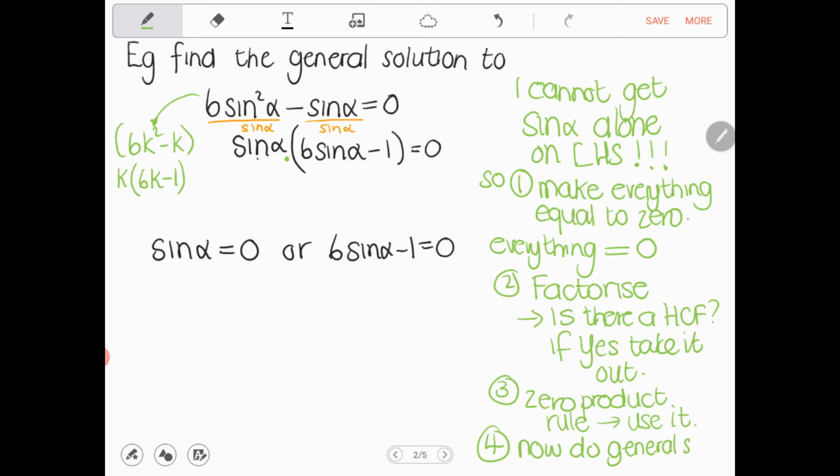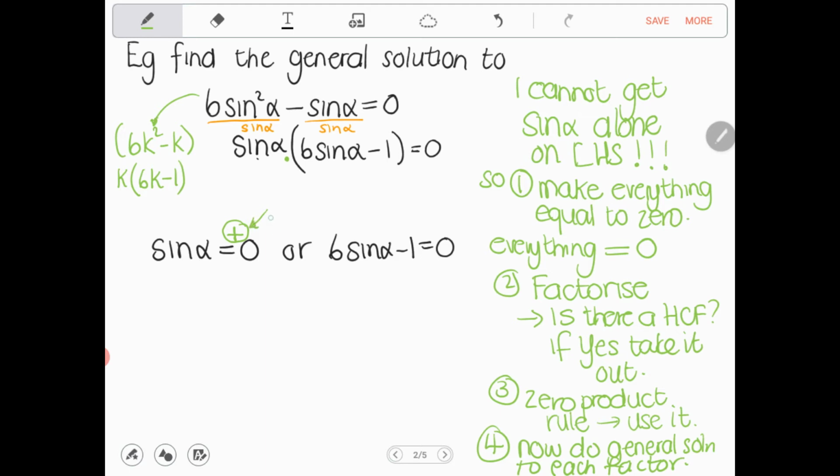So now do the general solution to each factor. All right, so the general solution to this one: the sign is positive. Remember, to do the general solution, you've got to have your trig ratio on the left-hand side and your number term on the right-hand side. So this one is already set up. This one's already isolated. So for this one, sine is positive.